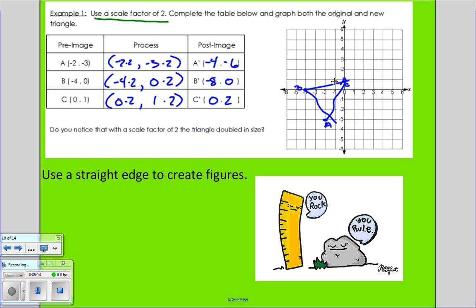So (-4, -6) for letter A prime. B prime is at -8. This kind of goes off here, so we'll estimate 0. C prime is at (0, 2). So you can see that this second triangle is about, squiggly lines, 2 times larger than that original one. And I'm sure your drawing will be much better since you're using a straight edge.